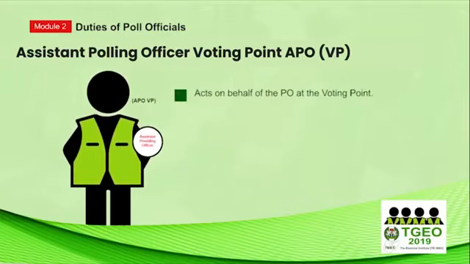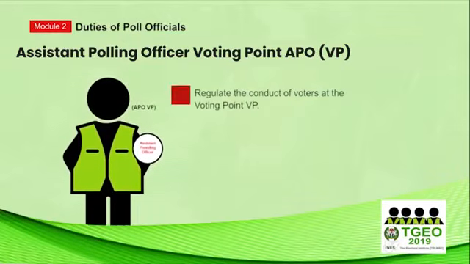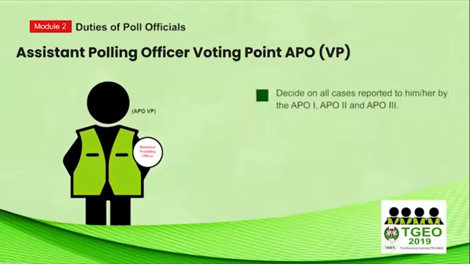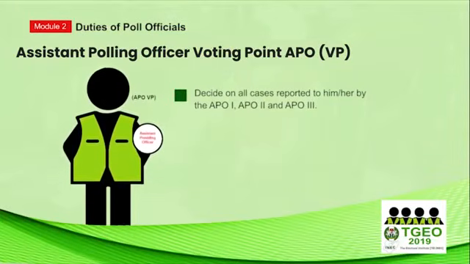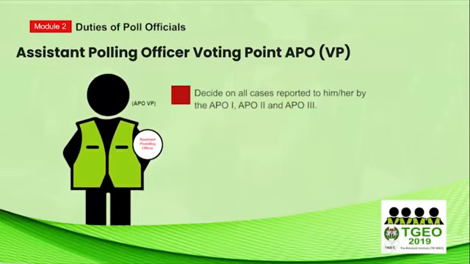Act on behalf of the PO at the voting point. Regulate the conduct of voters at the voting point, VP. Decide on all cases reported to him or her by the APO1, APO2 and APO3.